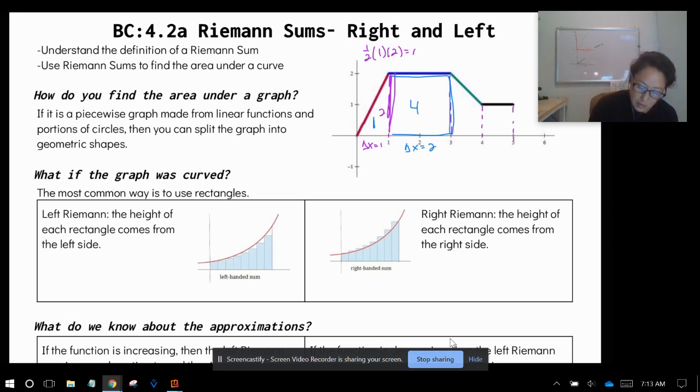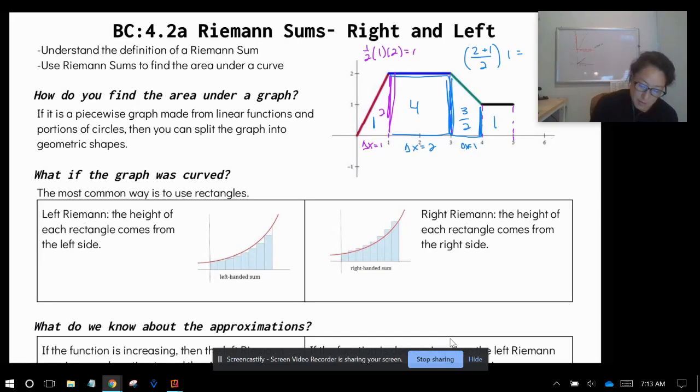The area of a trapezoid is base 1 plus base 2, so I have 2 plus 1, divided by 2, and then times the change in x. So times 1, I get 3 over 2, or 1.5. And then the last section is a square. So 1 times 1 gives me 1.